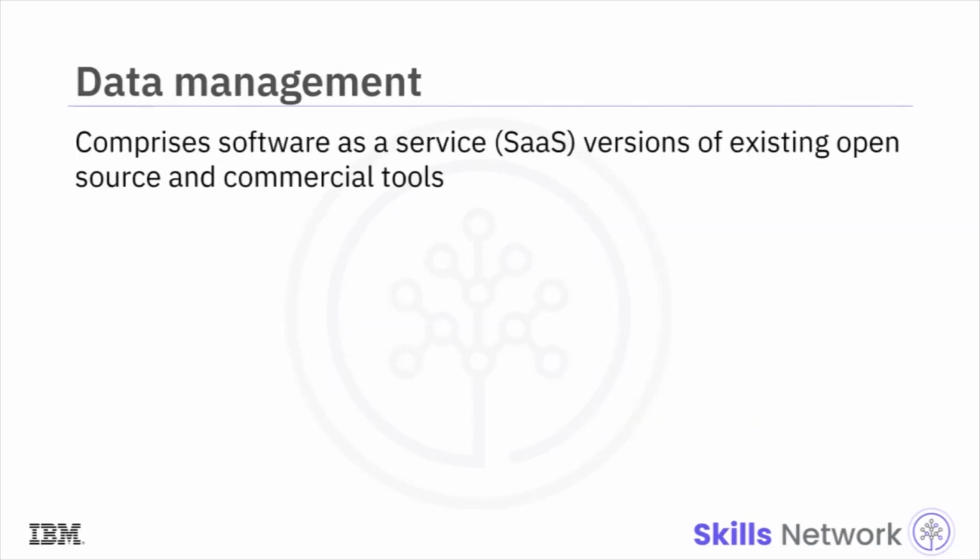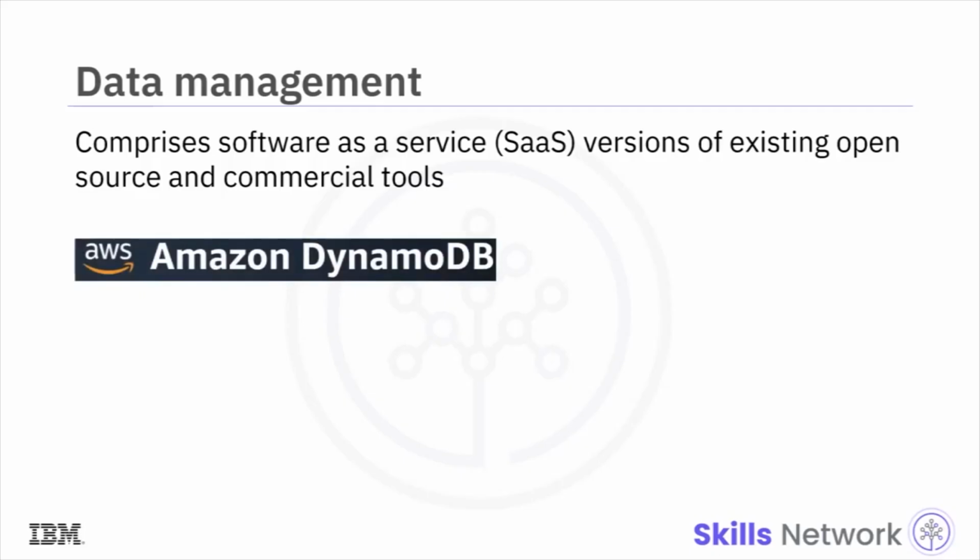In data management, with some exception, software as a service, or SaaS, versions of existing open source and commercial tools exist. The cloud provider operates the tool for you in the cloud. For example, the cloud provider operates the product by backing up your data and configuring and installing updates. Some proprietary tools are only available from a single cloud provider. One example of such a service is Amazon Web Services DynamoDB, which is a NoSQL database. It allows storing and retrieving data in a key value or a document store format. The most prominent document data structure is JSON.